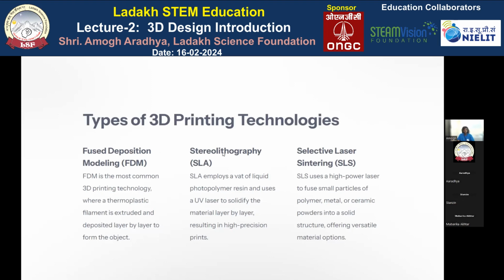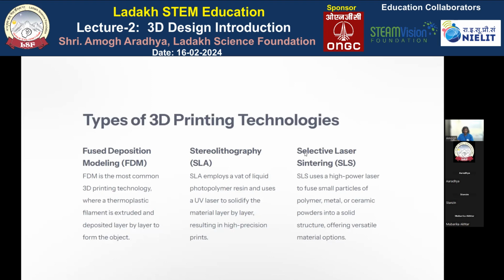The next is stereolithography. Stereolithography uses resin, and there is a projector underneath the printer which projects UV light, and it goes layer by layer, and the UV light solidifies the material. The quality of the 3D prints is much better than fused deposition modeling.